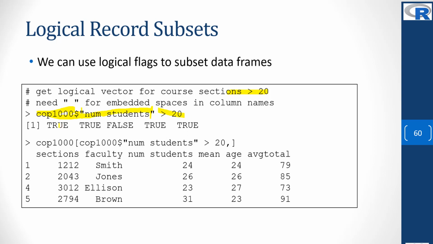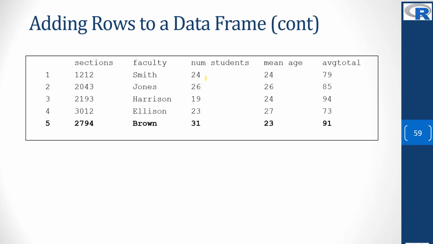Based on the data, we get the result true, true, false, true, true. If you go back to the previous slide, you see for number of students, here's true and true. The third element is false, the third row, there's only 19, and then true and true.